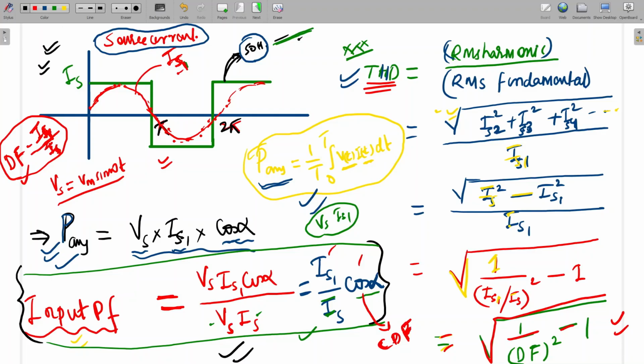Total RMS means this green color square waveform is there, right? RMS of this green color square waveform. So green color is the total waveform. IS1 is the fundamental waveform. Is it clear? Yes, sir. Clear, sir. Okay, so I'm moving to the next page.